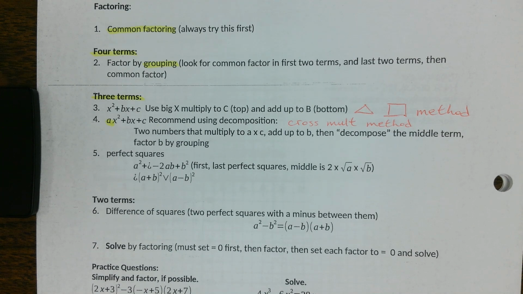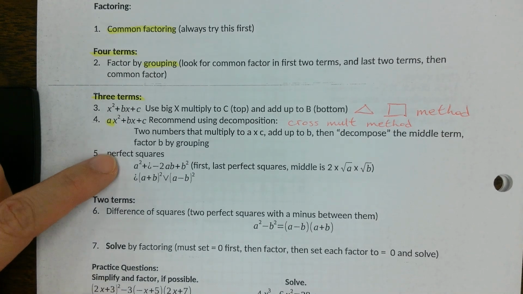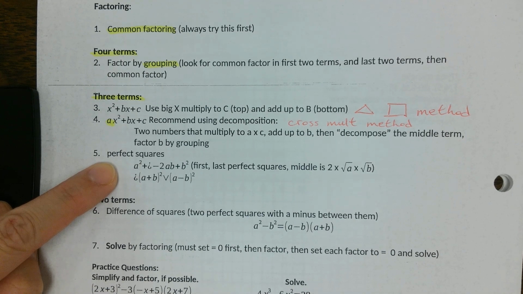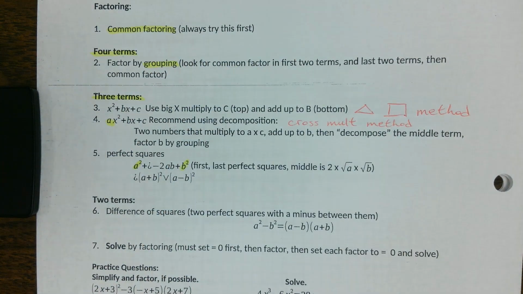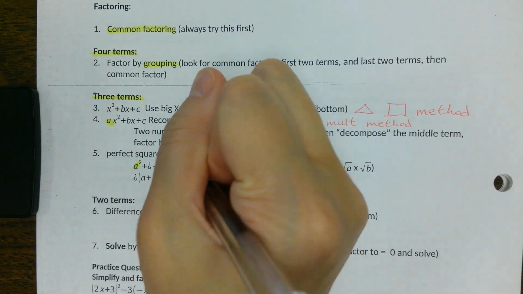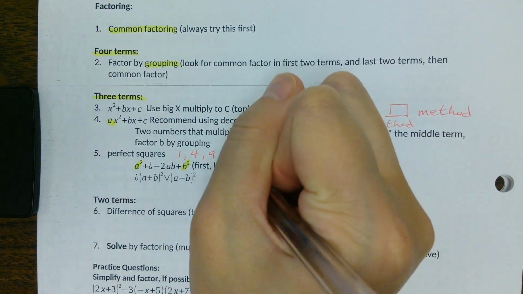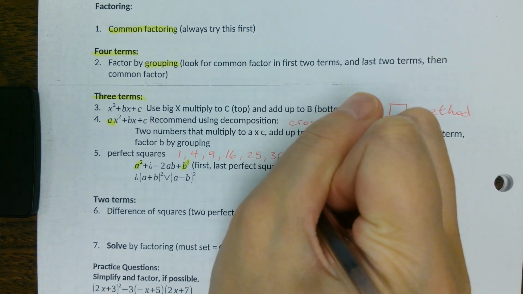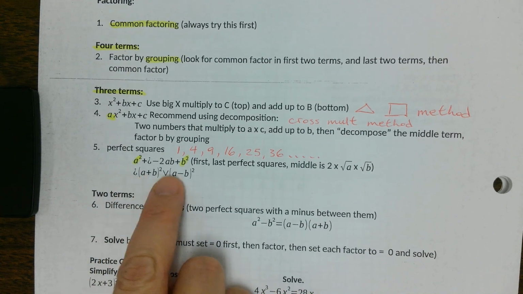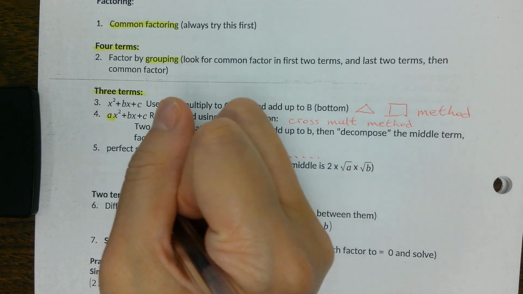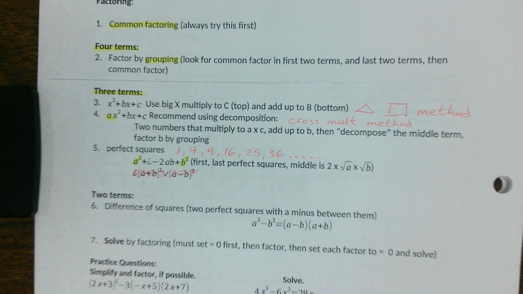Sometimes when there's 3 terms, it could also be a perfect square factoring. How you can tell is that a squared and b squared are perfect square numbers, like 1, 4, 9, 16, 25, 36. Whenever you see these numbers, you know it's probably a perfect square factor. I don't know what these symbols are, don't worry about it, those are typos.